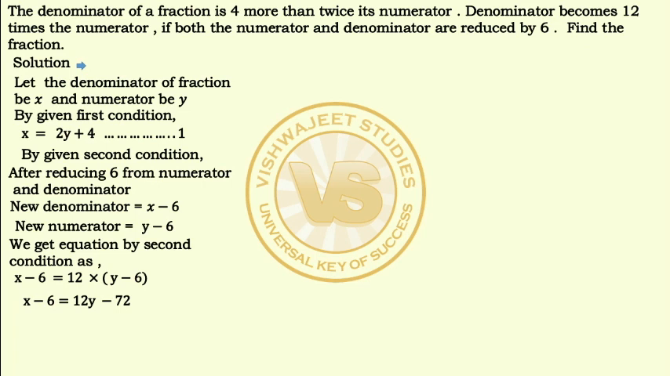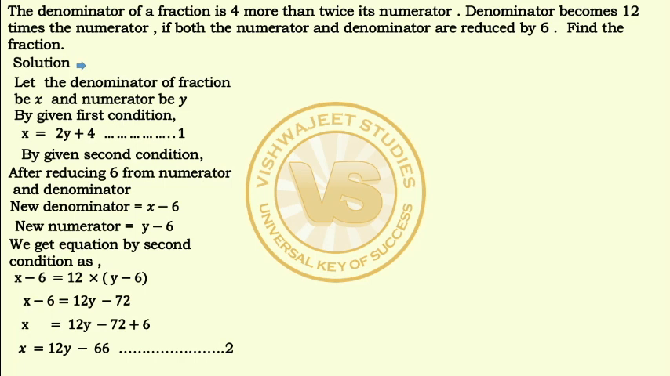Do multiplication first. x - 6 = 12 into y, 12y. 12 into -6, we get -72. The -6, when it goes to the right hand side of the equal to sign, will become positive. So x = 12y - 72 + 6. Minus 72 and plus 6 have different signs.